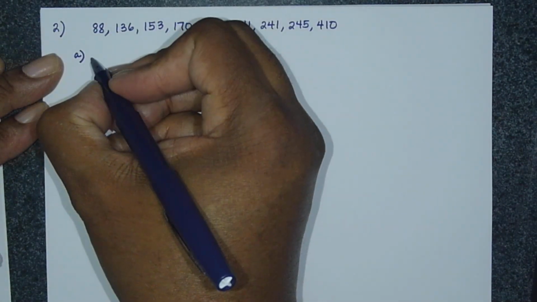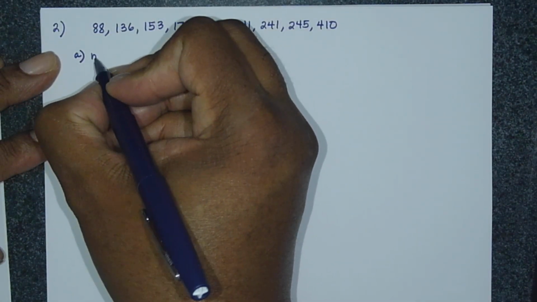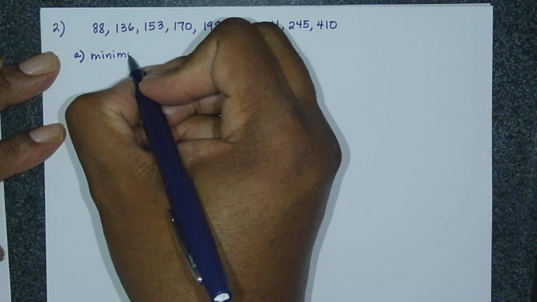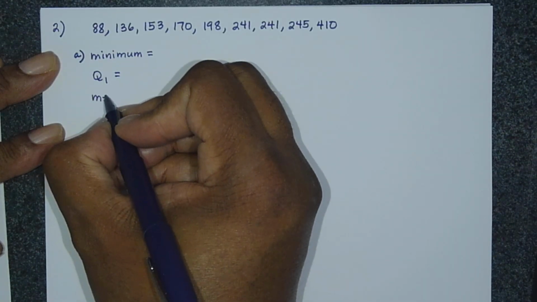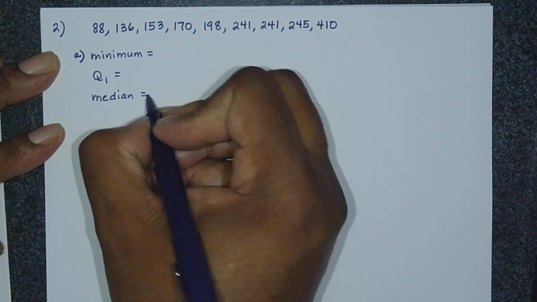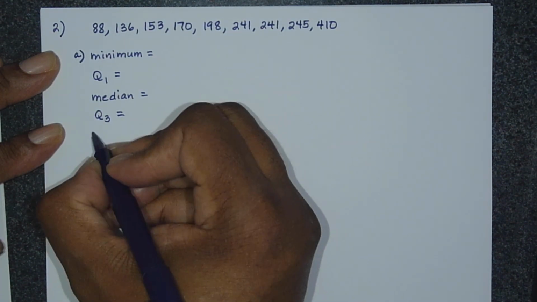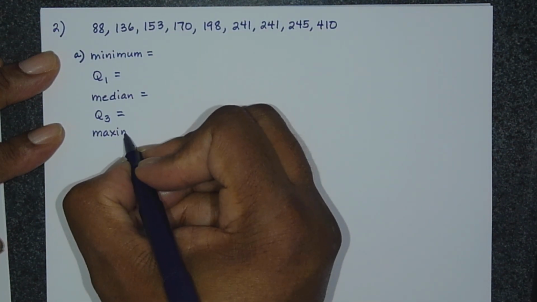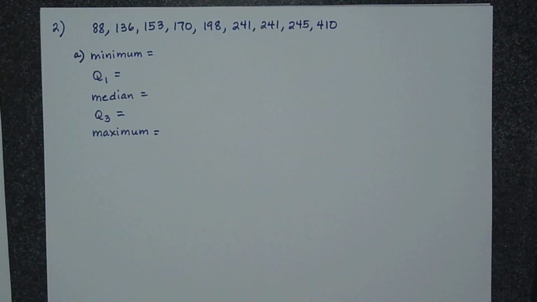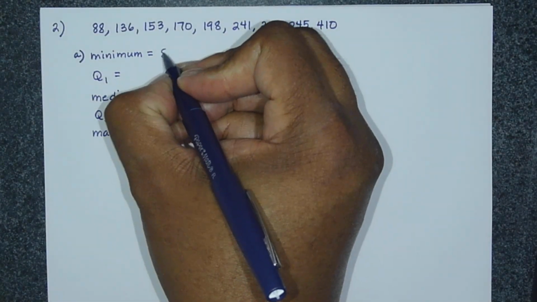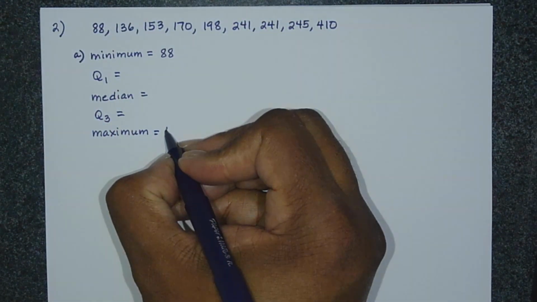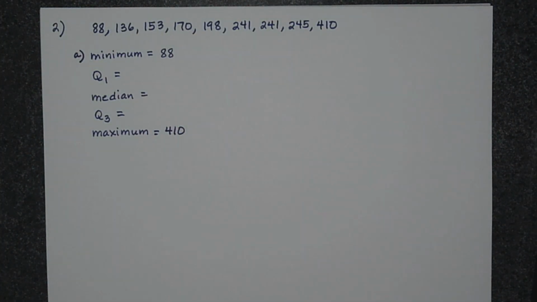So for part A, we're going to do the five-number summary. And in the five-number summary, you need the minimum. You also need Q1, the median, which is also the same as Q2, then Q3, and then your maximum. All right, so what's the minimum number in this sorted data set? 88. And the maximum? 410. Those two are easy to find.